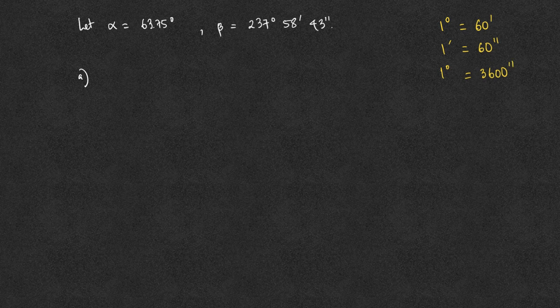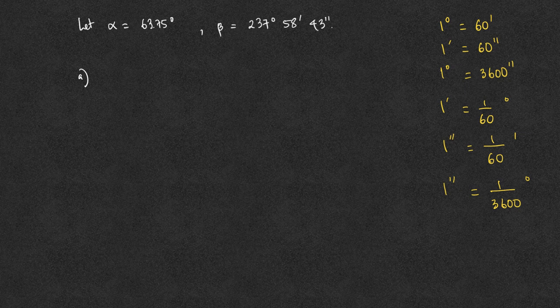What this also means is that 1 minute is 1 over 60 of a degree, and 1 second is 1 over 60 of a minute, and therefore 1 second is 1 over 3600 of a degree.